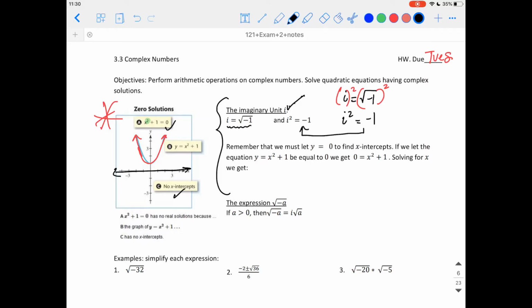All right. So it says, remember that we must let y equal 0 to find the x-intercepts. So if we let the equation y equals x squared plus 1 be equal to 0, we're going to get 0 is equal to x squared plus 1. And if we're going to solve for x, we're going to subtract 1 from both sides. Then 0 minus 1 is -1, equal to just x squared, because these simplify to 0.